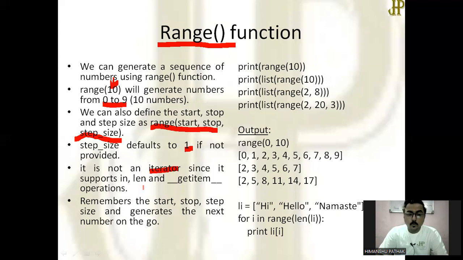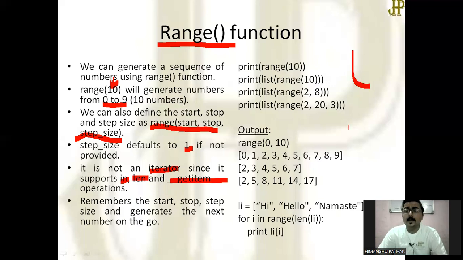Again, the second important thing is the range function is not an iterator. That's why it supports the keyword len. With the help of len, you can calculate the number of counts, okay, and double underscore getitem double underscore will give the item. Clear?